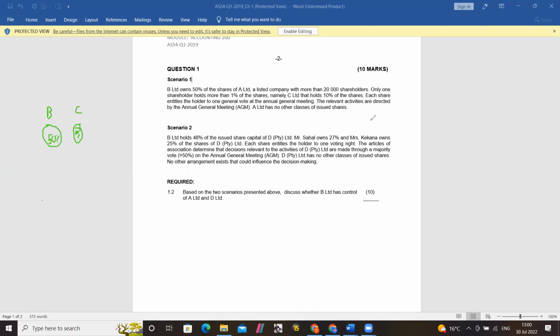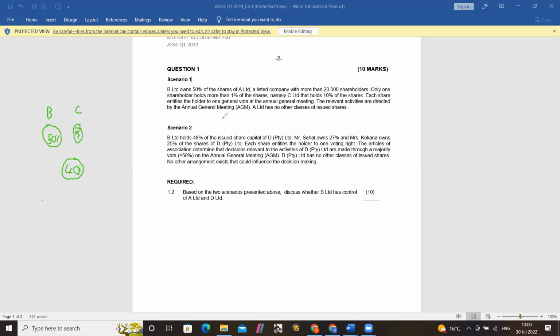Now they talked about these relevant activities. So this is basically the entire scenario for scenario one. What do we know? We know that B owns 50 and C owns 10. And then what happened to the remaining 40%? Let's talk about this remaining 40%. They say it is held by the rest of the 20,000 shareholders.